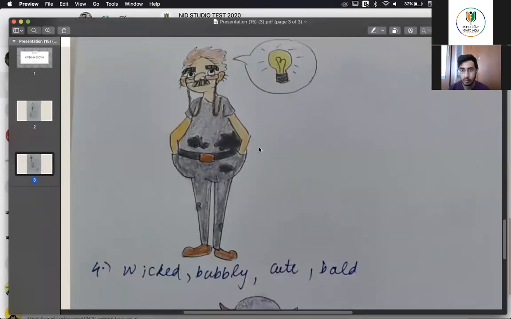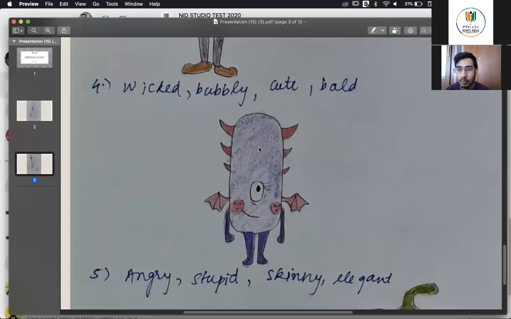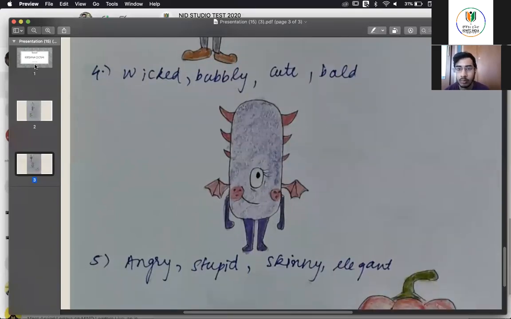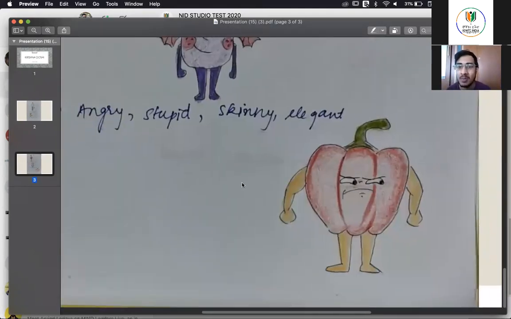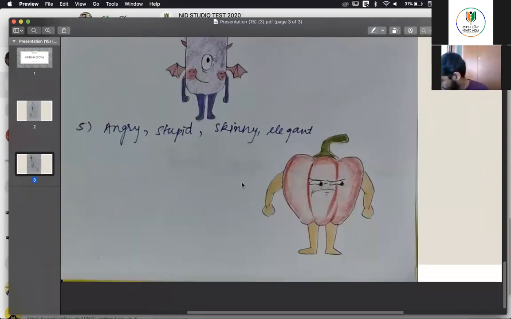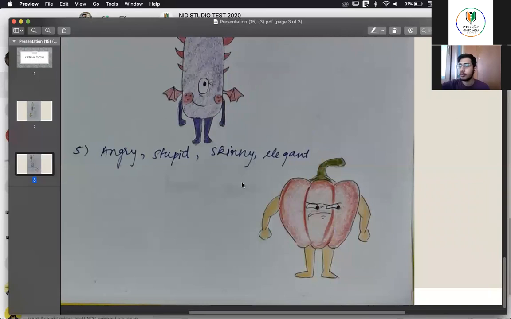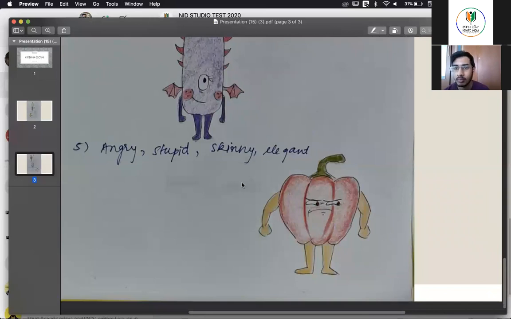Okay, wicked, bubbly, cute, and bold. Quite contradictory words, huh? Yeah, that's why I had to think so much. Nice, and you created a cute monster. Even bald with no hair. It looks like you actually enjoyed this exercise.